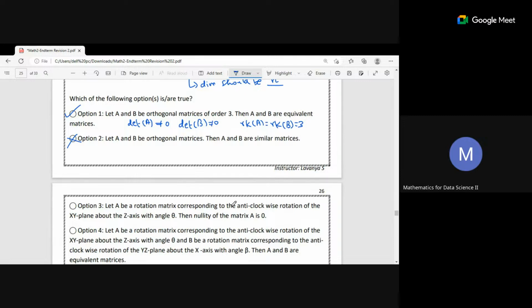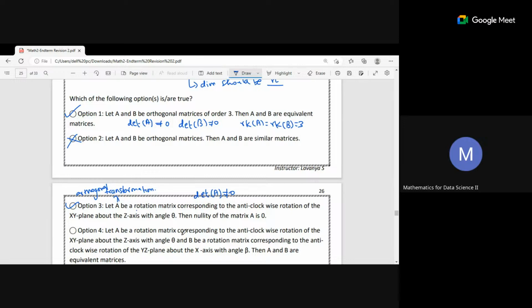Okay. Let A be a rotation matrix corresponding to the anti-clockwise rotation of the xy plane about the z-axis with angle theta. Then nullity of the matrix A is 0. Is that correct? Yes, ma'am. Any rotation matrix, whether xy plane or any other, you know that it is a matrix corresponding to an orthogonal transformation, right? So it should have determinant non-zero. So the nullity should be 0.